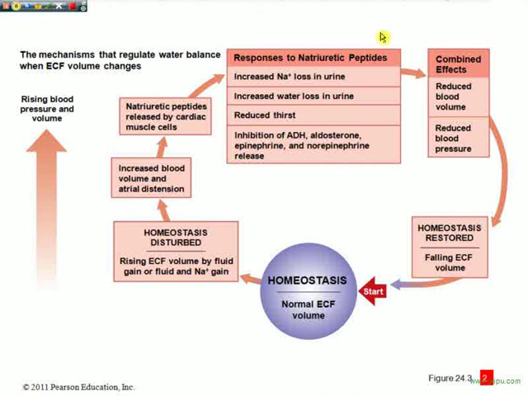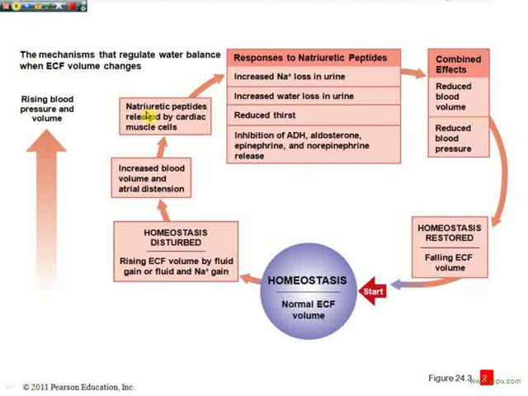So let's look at this chart. You have, beginning here, homeostasis, normal ECF volume. That homeostasis gets disturbed by a rising ECF volume that increases blood volume, which will increase distension in the atria of the heart, results in natriuretic peptides being released by the cardiac muscle cells.